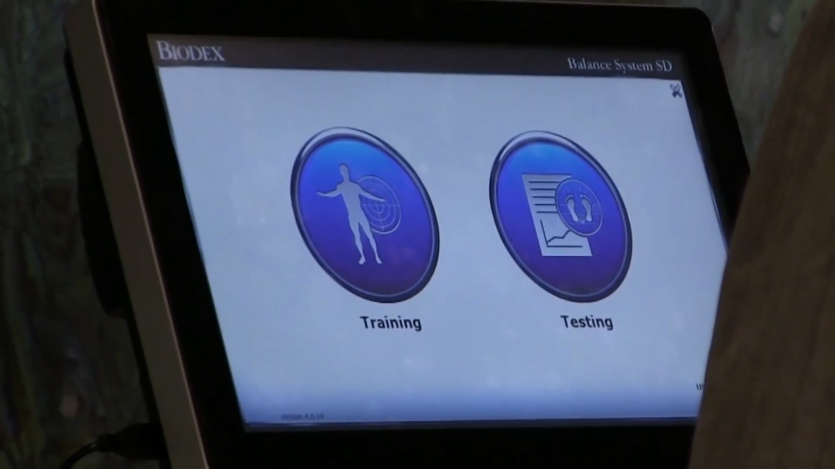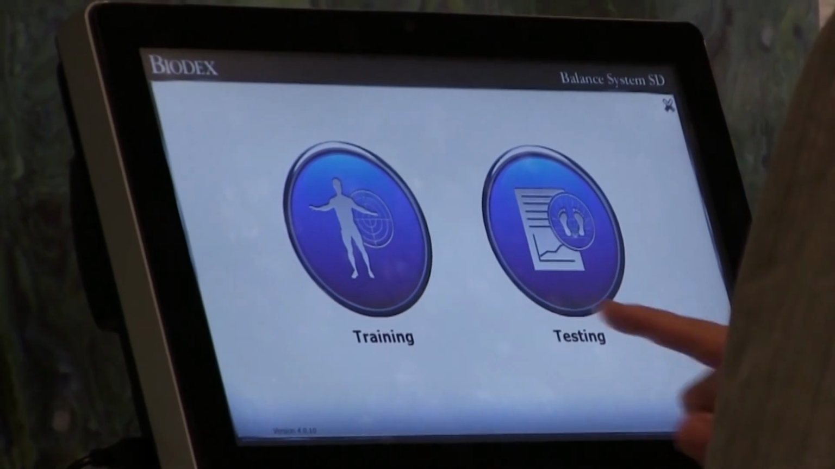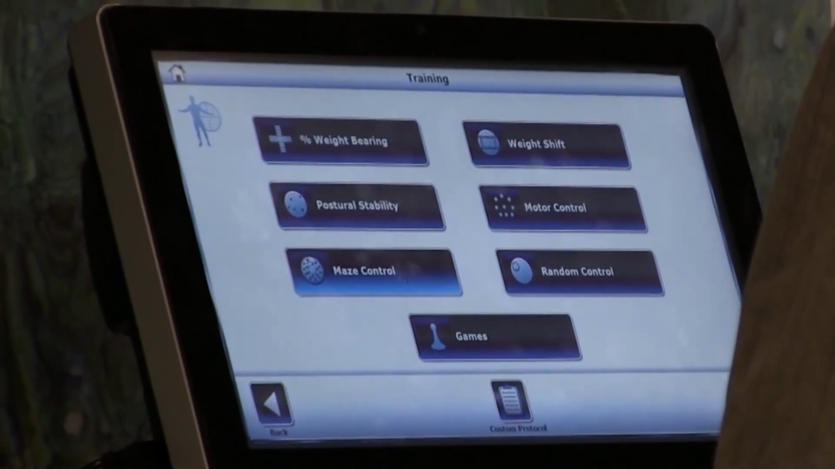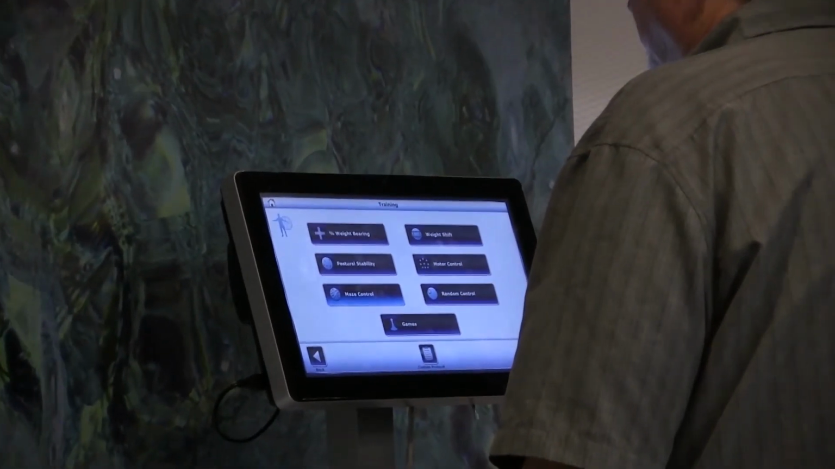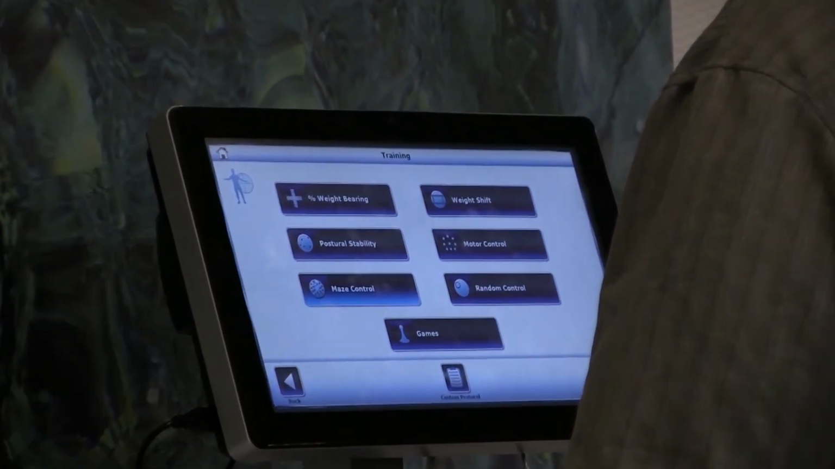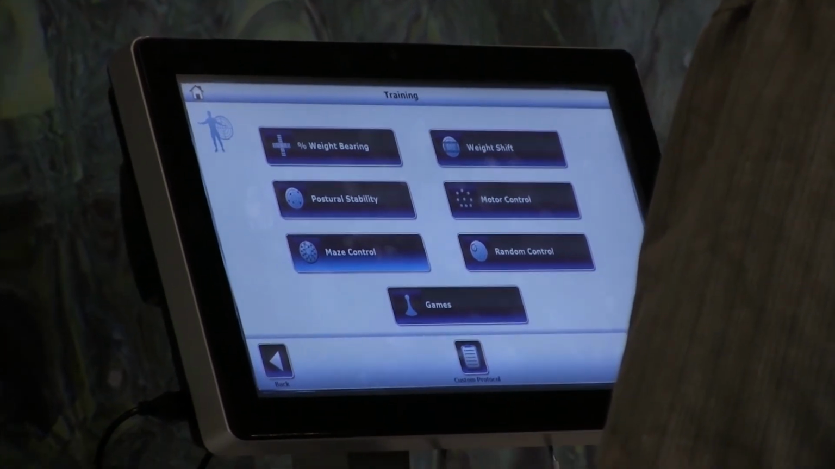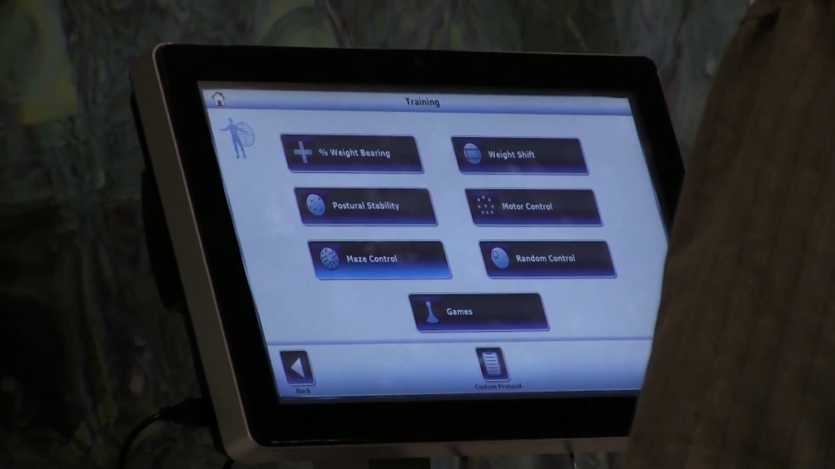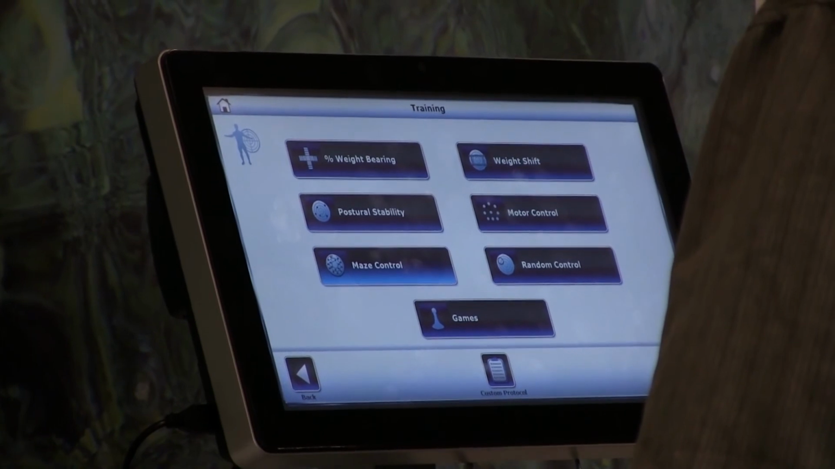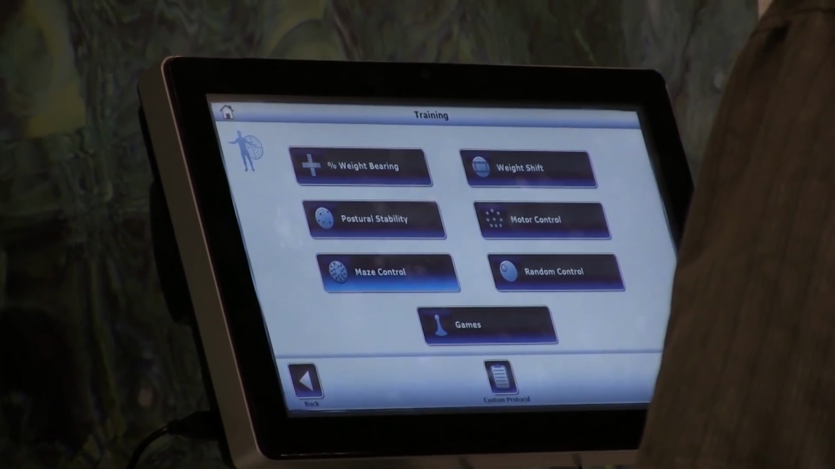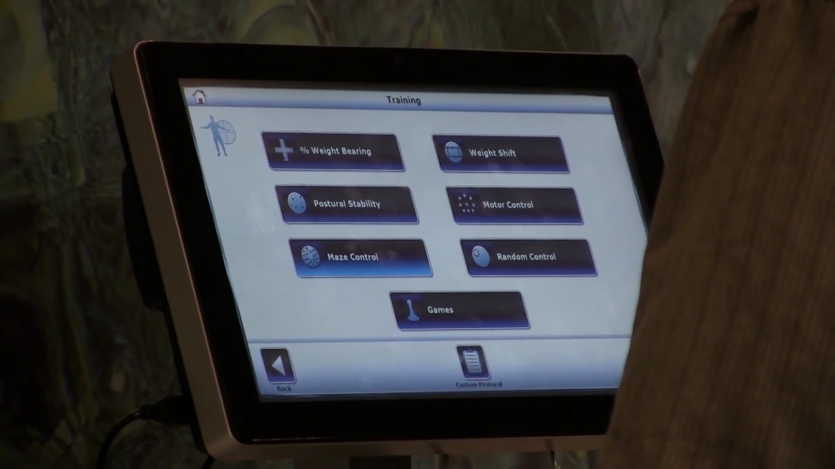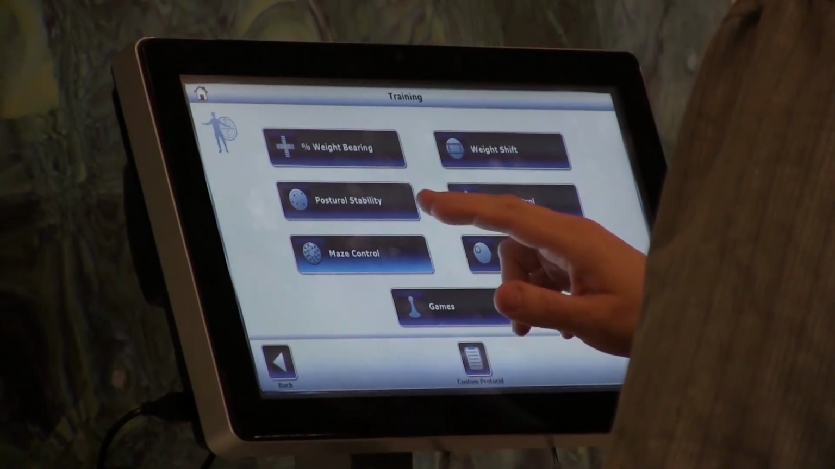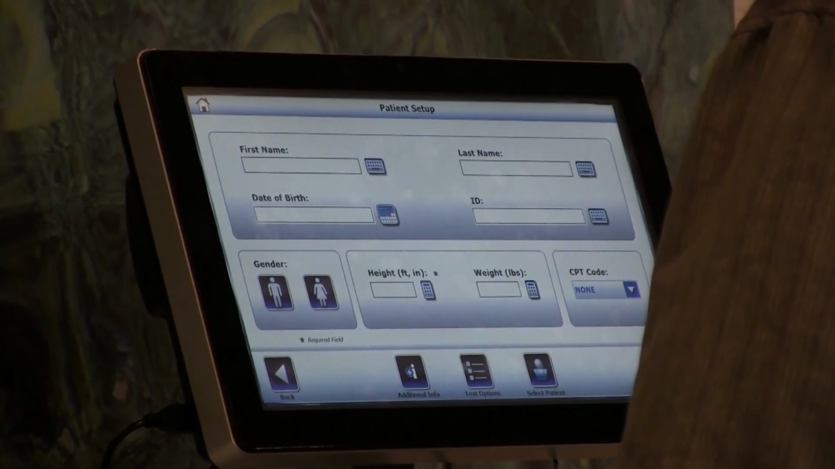Next, we're going to be looking at the training piece, which I push here on the touch screen. You'll see that there's 6 core trainers that we can dive into. There's also some new games that they've built in that are fun and interactive for the individual to partake in when they're not being assessed. So this is another way to, from A to B, see how we can improve via the training possibilities here. For today, we're going to look at the postural stability option.